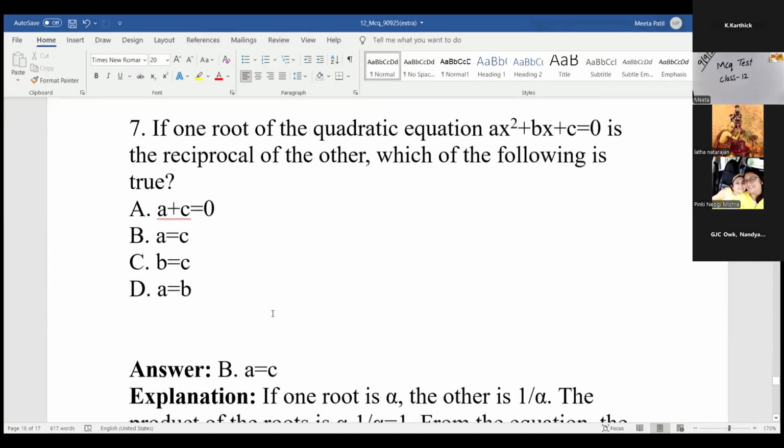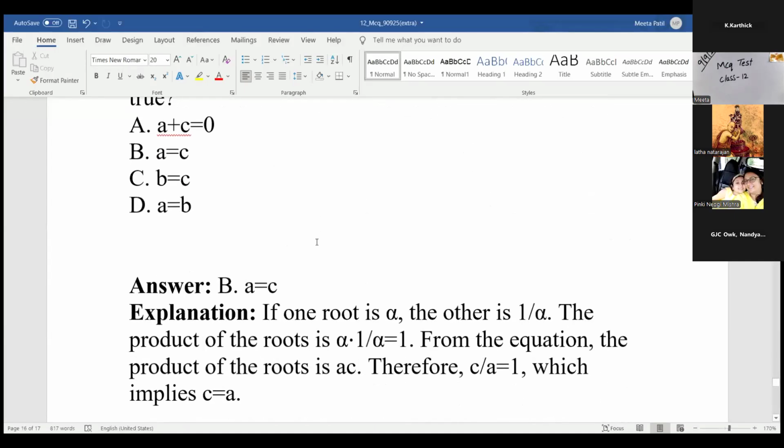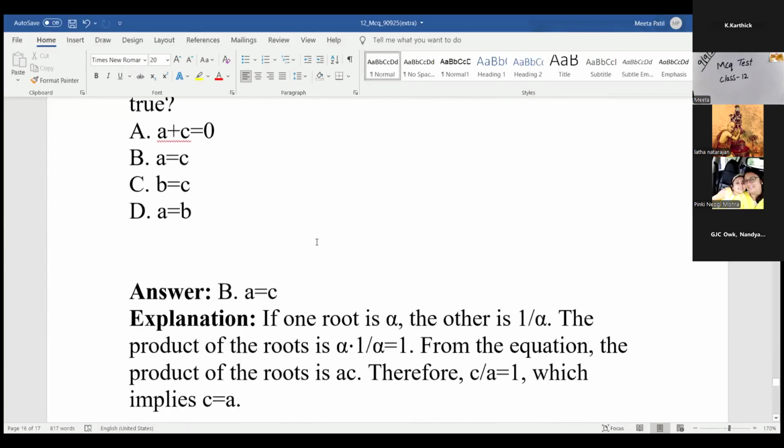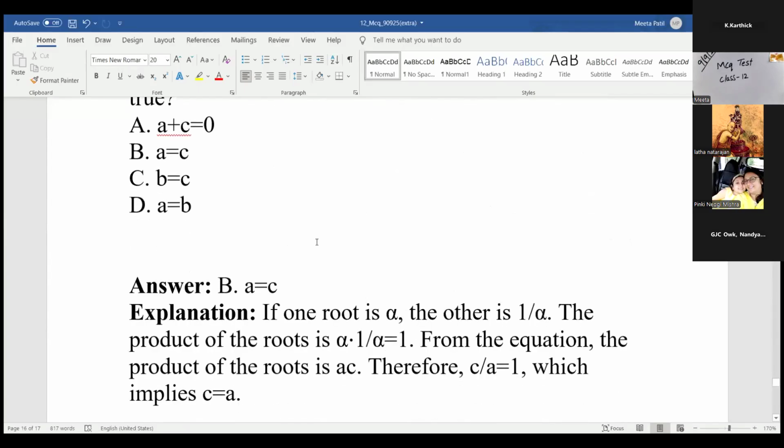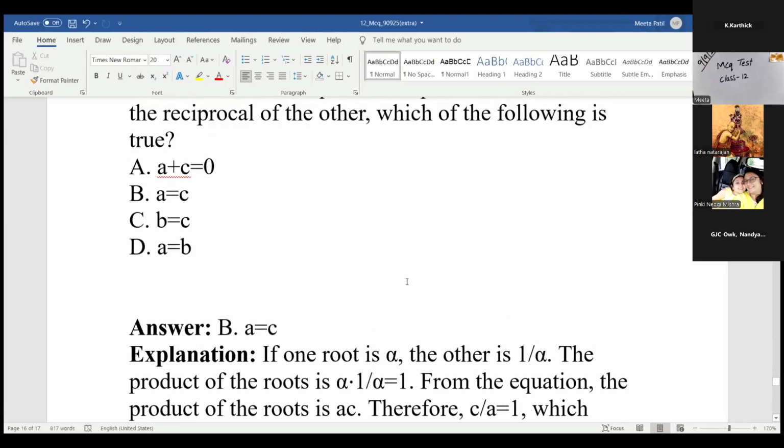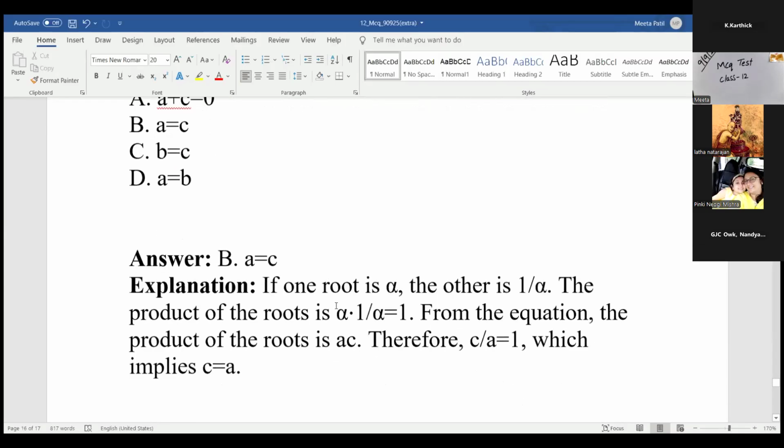For the seventh question, if one root of the quadratic equation ax square plus bx plus c is equal to 0 is the reciprocal of the other, which of the following is true? So here the roots are alpha and 1 by alpha. If you multiply them, you are going to get 1 as the answer. c by a is equal to 1. So your answer will be option B, a is equal to c.